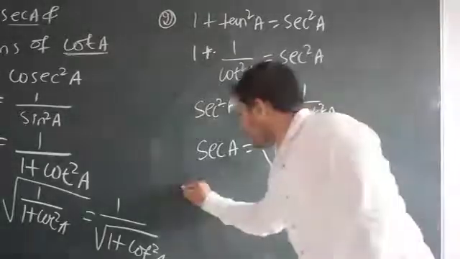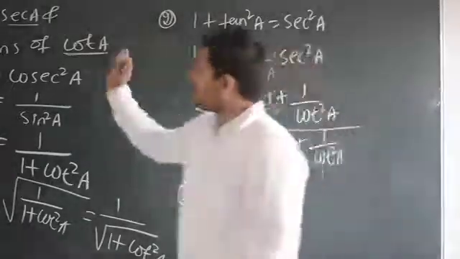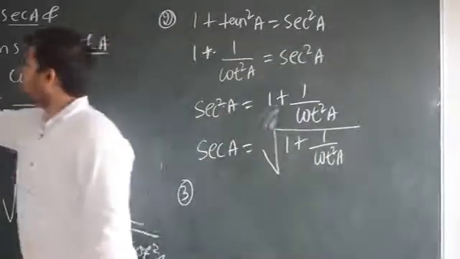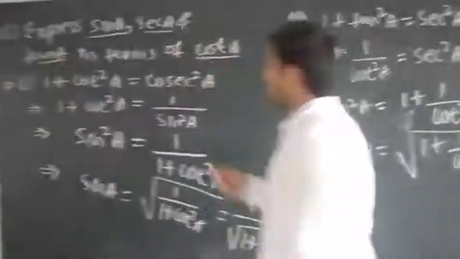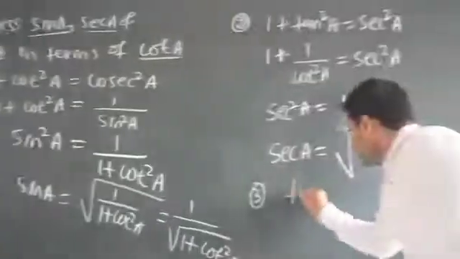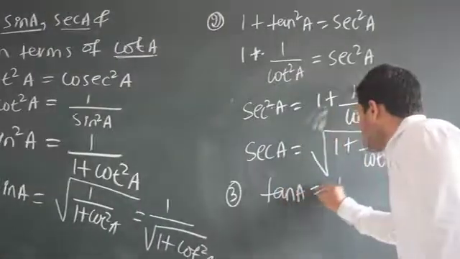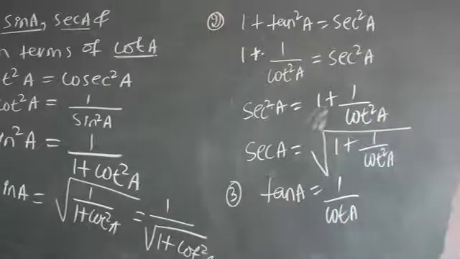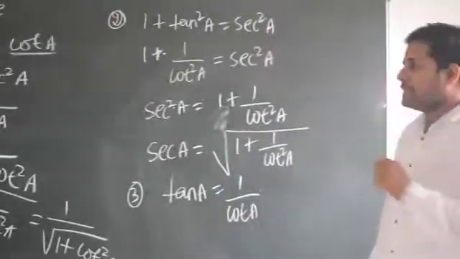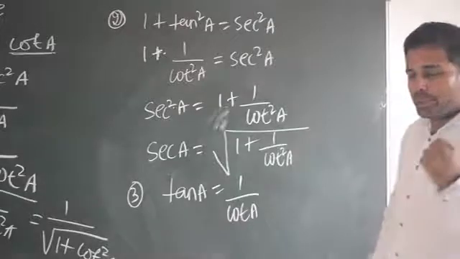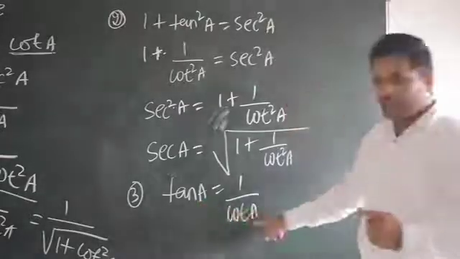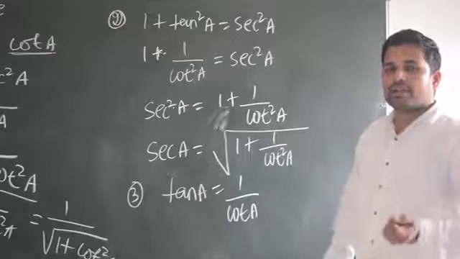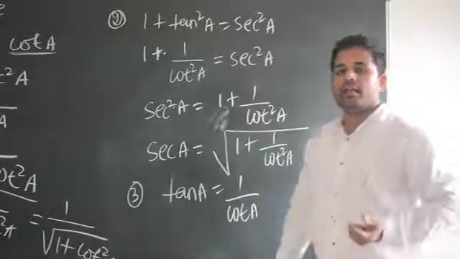Okay, let us see the third one. See here, tan A in terms of cot A. It is very simple, no? So tan A is equal to 1 over cot A. Done. Okay, my dear children, what I am trying to say here is, you look for the direct relationship like this. If you are not getting a direct relationship, then you have to look for the indirect relationship.